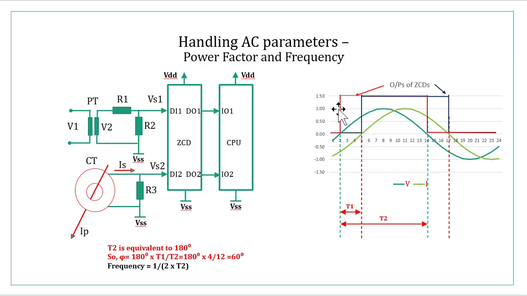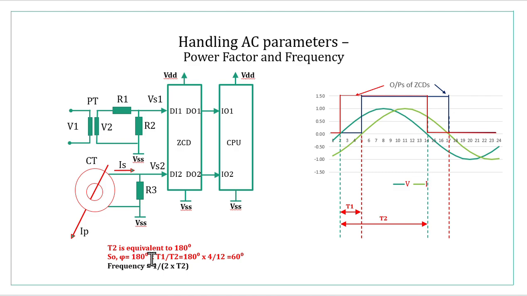One simple method is you say that okay, this is the time period T1, this is half cycle time period T2, and T2 is equivalent to 180 degrees. T2 represents this time. This is same for current also, because they have the same frequency. Current is produced by voltage, and both of them are sinusoidal. So you can easily say that this is also the half time period of the current wave. So T2 is equivalent to 180 degrees.